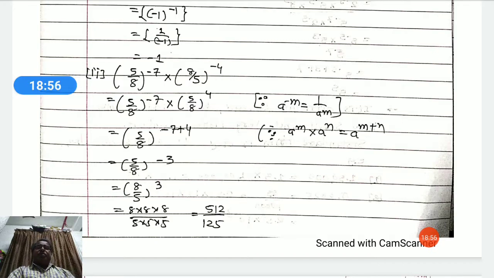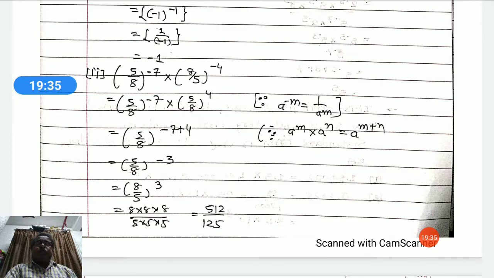Second example, 5 by 8 raised to minus 7 multiplied by 8 by 5 raised to minus 4 is equal to 5 by 8 raised to minus 7 multiplied by 5 by 8 raised to 4. The exponent changes when we change the numerator and denominator, is equal to 5 by 8 raised to minus 7 plus 4 is equal to 5 by 8 raised to minus 2. Now we change numerator and denominator, the exponent will change, 8 by 5 raised to 3.